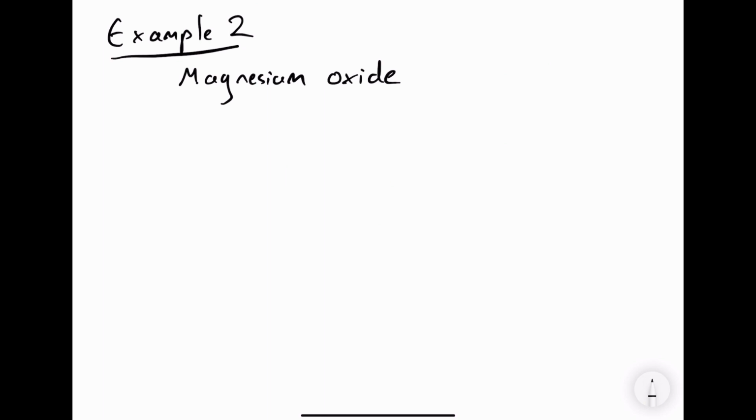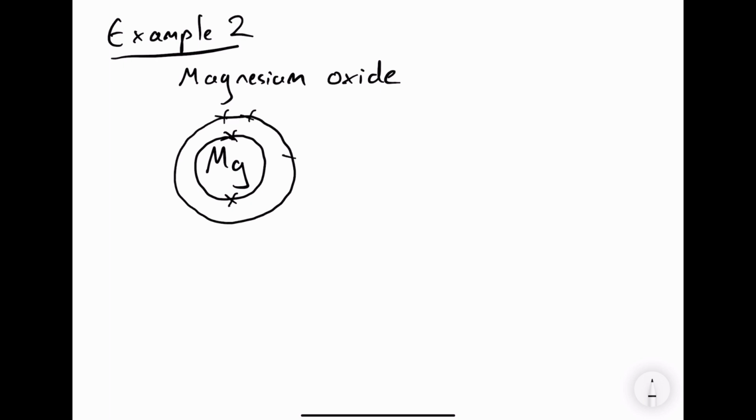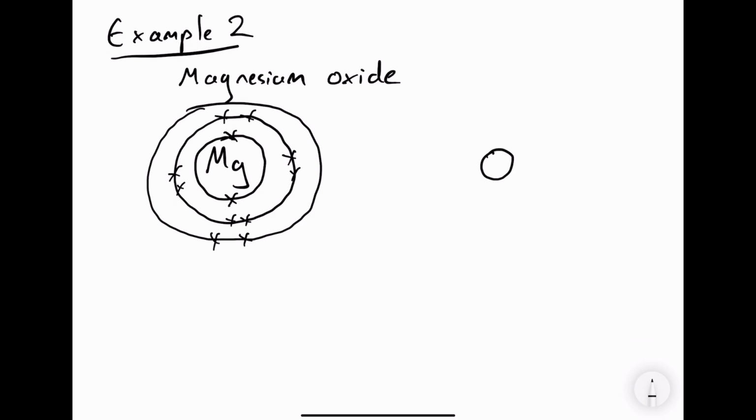Our second example is going to be magnesium oxide. So magnesium has 12 electrons, 2 in the first shell, 8 in the next shell, and 2 in its valence shell. And then oxygen has 8 electrons, 2 in its first shell, and 6 in its outer shell.